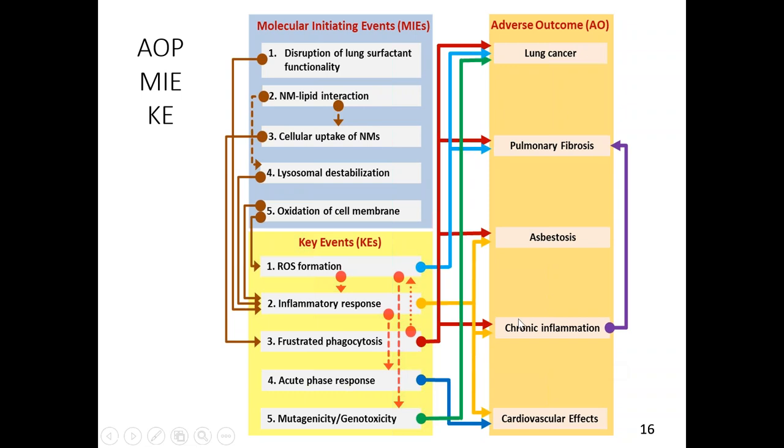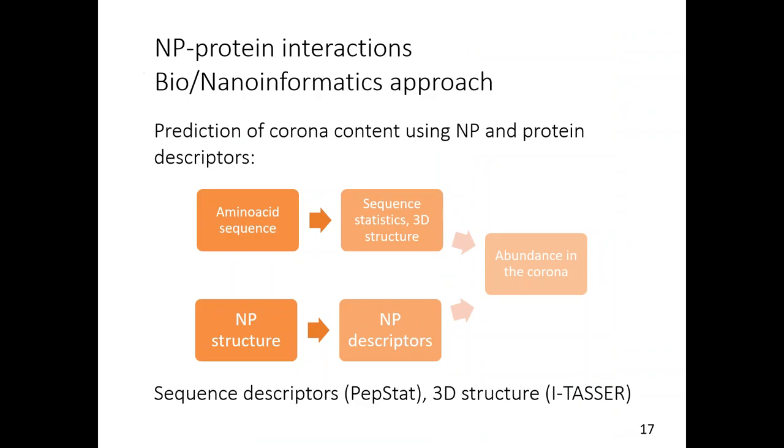For each of the pathways, we identify the key events, and those serve as candidates for in vitro and in silico tests. So the things on the right we're trying to predict, and things on the left are used to make predictive tests, and those things will be related to nanoparticle physicochemical descriptors. So some of the candidate key events, like lysosomal destabilization or oxidation of the cell membrane or ROS production, can serve for that purpose as well.